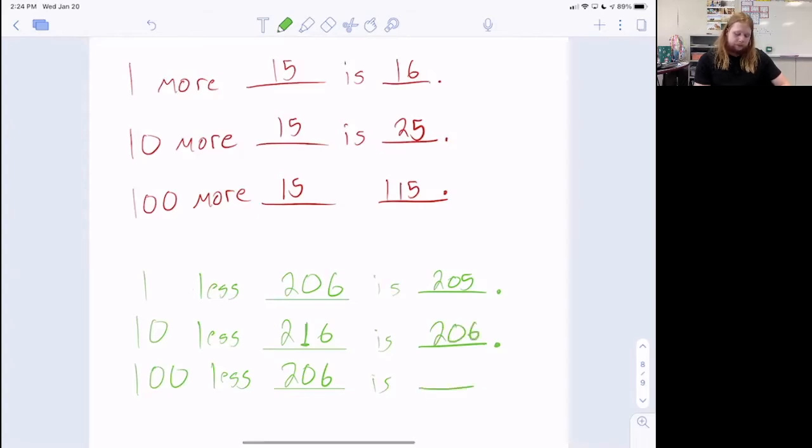All right. What about 100 less than 206? Well, just like with the 10, we're going to look at the 100s place value instead. 2 minus 1 is 1, and then we don't change the other ones, which will give us 106.